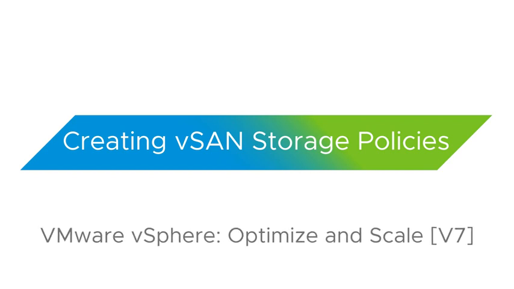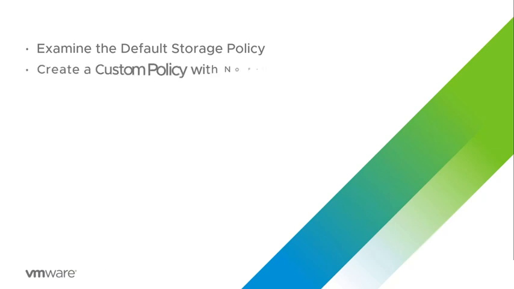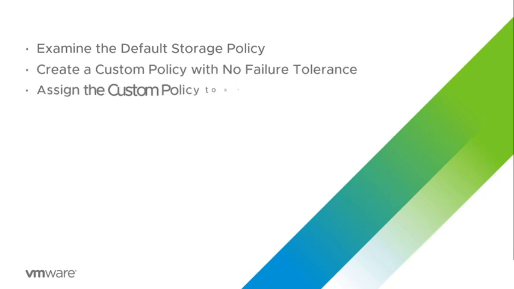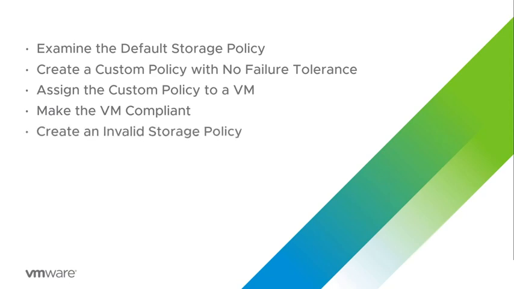At the beginning of this lab, we already need to be familiar with the concept of data stores, vSAN, storage vMotion, and storage policies. In this lab, we will examine the default storage policy, then we will create a custom policy with no failure tolerance. After that, we are going to assign a custom policy to a VM, then we will make the VM compliant to the policy, and finally we will create an invalid storage policy.